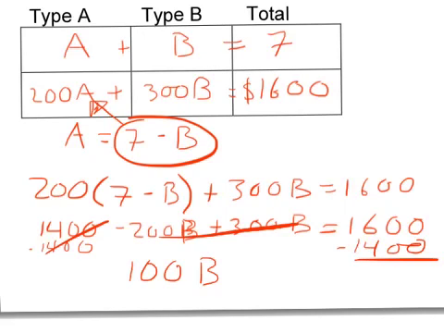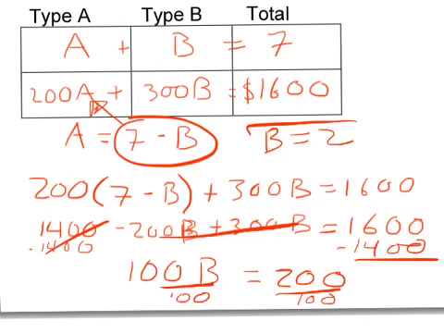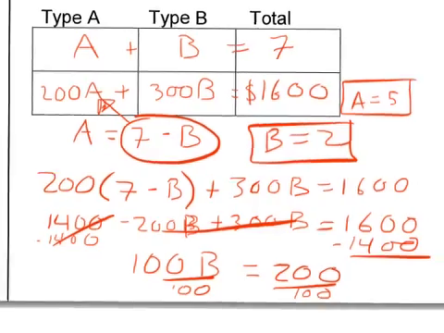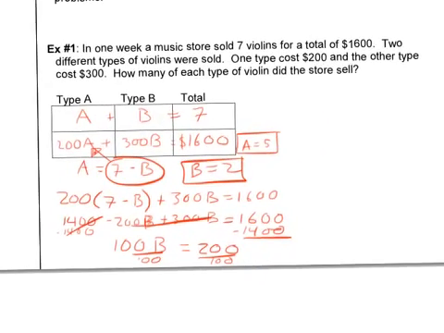Cancel. Cancel. 1,600 minus 1,400 is 200. And I'm going to divide both sides by 100, and I get that B equals 2. Well, if B equals 2, and I plug it back in here, 7 minus 2 would be 5. So I got A equals 5. So I sold 5 of the first type and 2 of the second type to make a whopping $1,600. So that's how we do problems like that. Let's do the next one.